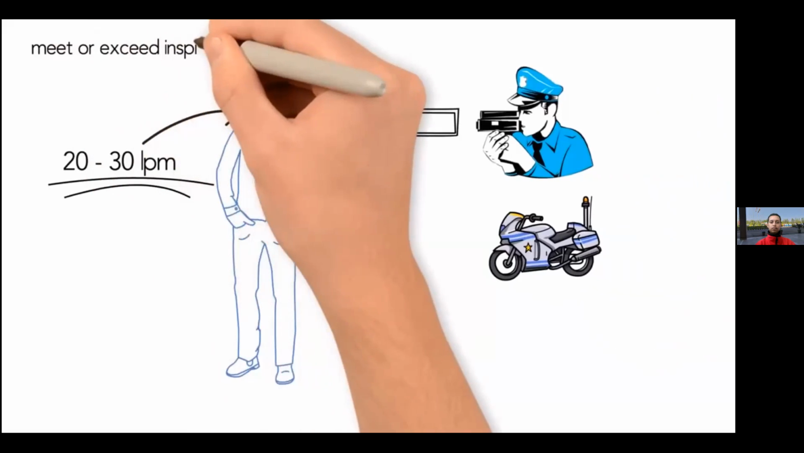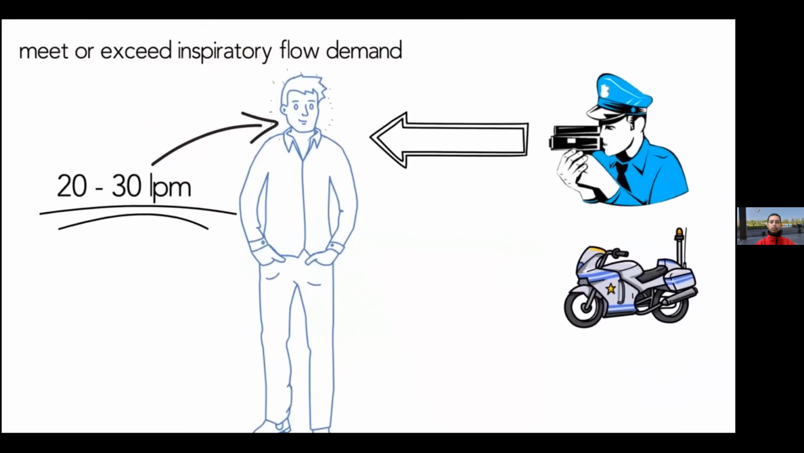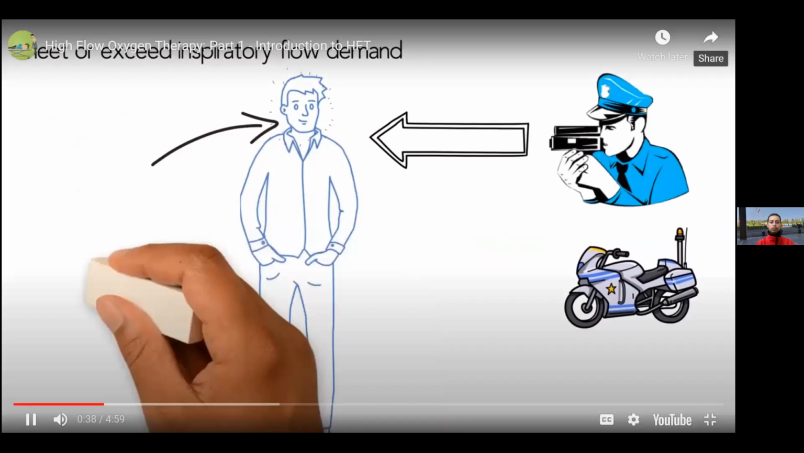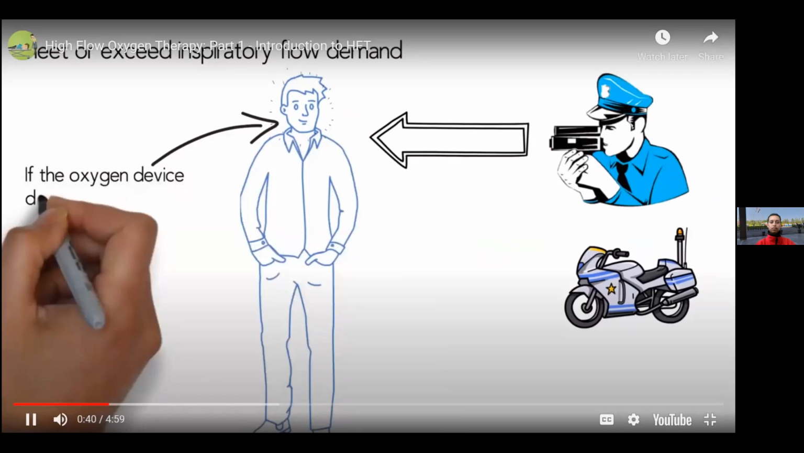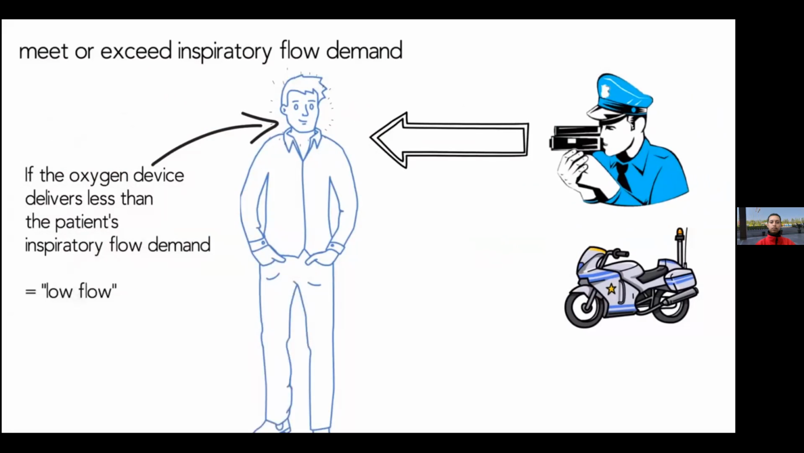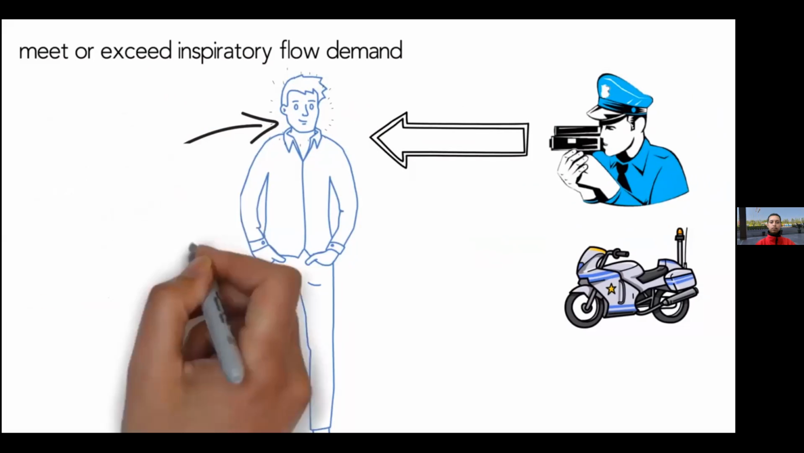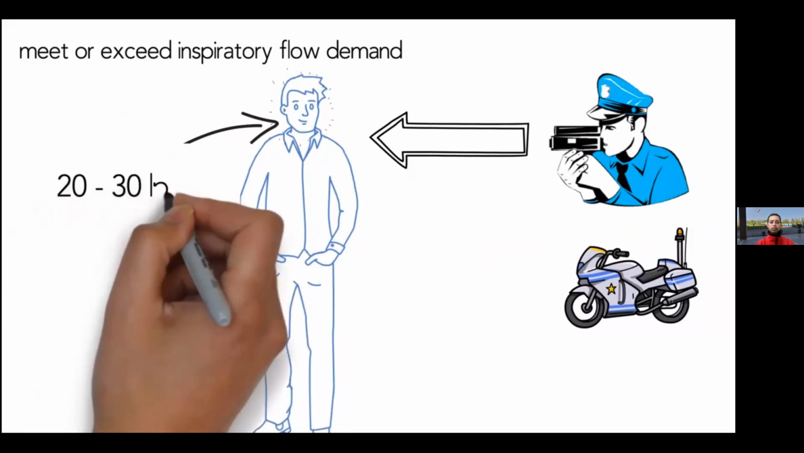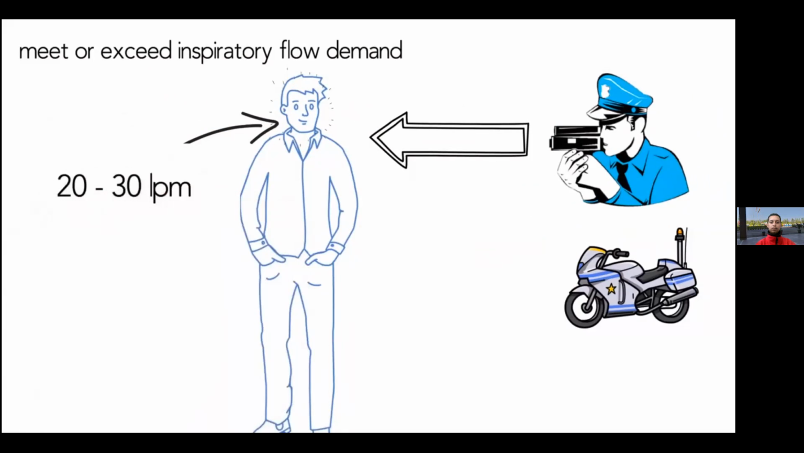So high flow therapy should be capable of matching the inspiratory flow, or even exceeding it. If an oxygen device delivers less than the patient's inspiratory flow, then the delivery is called low flow. So because the average adult who is at rest inhales at a speed or flow of 20 to 30 liters per minute, a high flow device should be capable of delivering at least that much.